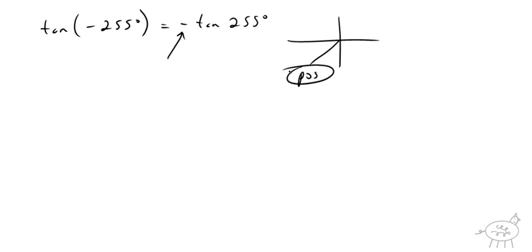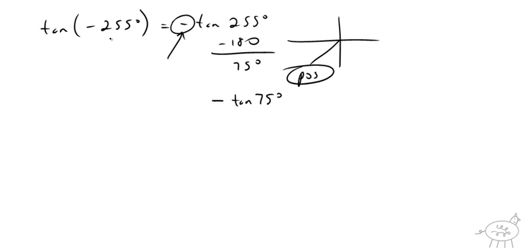And then you have to get a reference angle, so we're going to subtract 180 from that. We're going to get 75 degrees. So our new problem is positive tangent of 75 degrees, but don't forget this negative. It's almost like you have to worry about a couple negatives here, so you have to throw that in front, right?